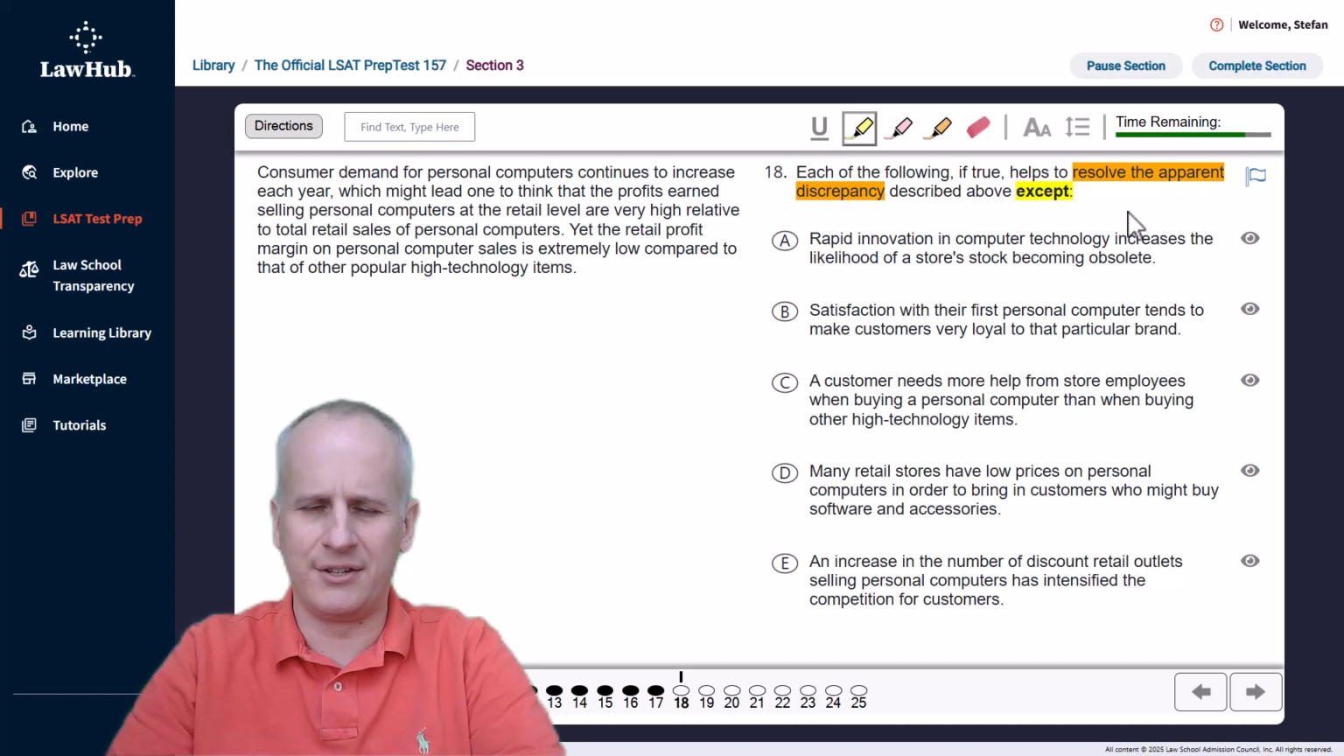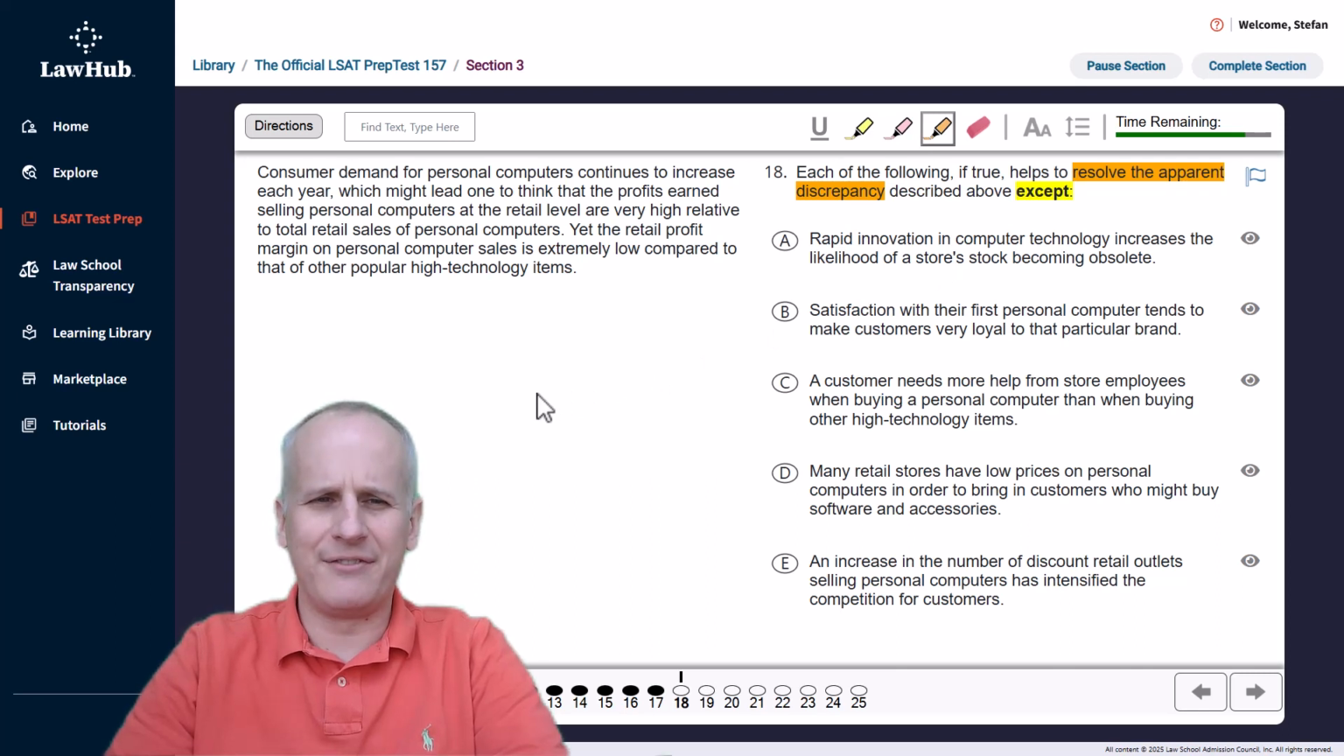not resolve the discrepancy. And that doesn't mean that we need to make the discrepancy worse. We just need to find something that doesn't actively accomplish the task in the affirmative. So we're going to go back to our orange and we're going to read the paragraph on the left and we're going to highlight whatever the apparently discrepant fact is at the end as the de facto conclusion that we're looking for answer choices to explain.